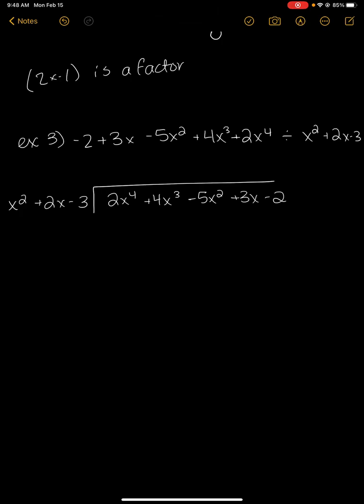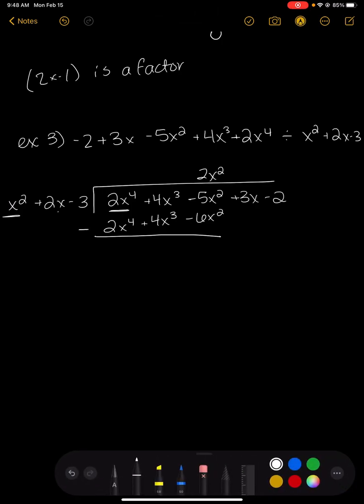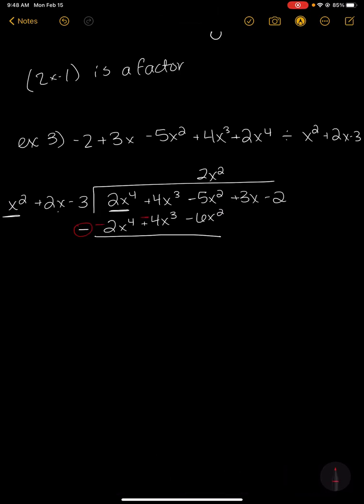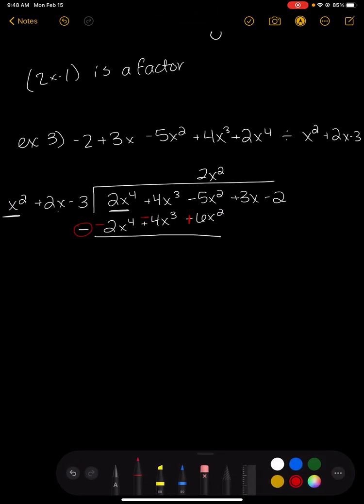Same process. We're still trying to figure out what multiplied by x squared to give me 2x to the fourth. That would be a 2x squared. So 2x squared times x squared is 2x to the fourth. 2x squared times 2x gives me 4x to the third. 2x squared times a negative 3 gives me a negative 6x squared. Draw our line and subtract. When we subtract, make sure that we distribute the negative. And then we'll combine like terms.